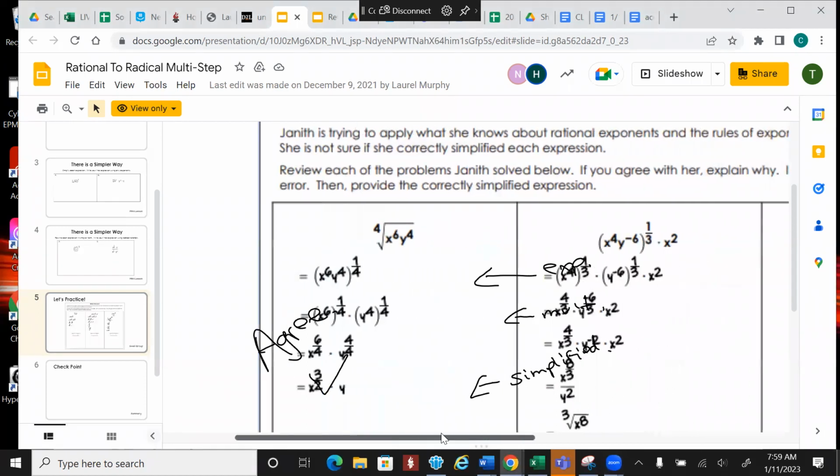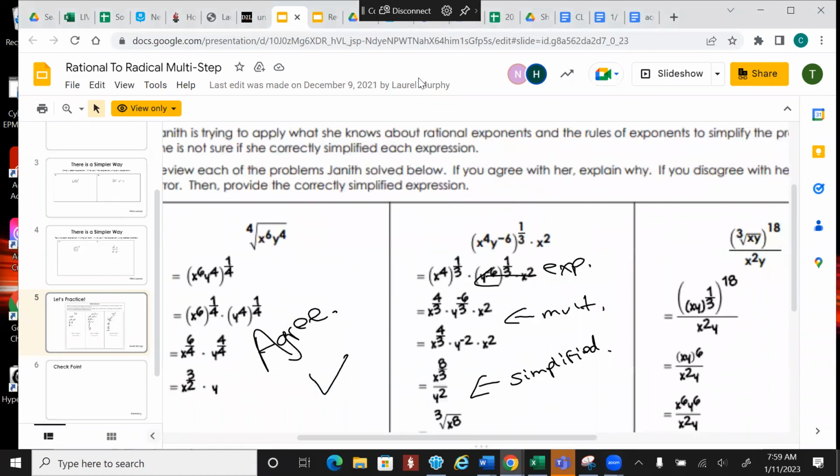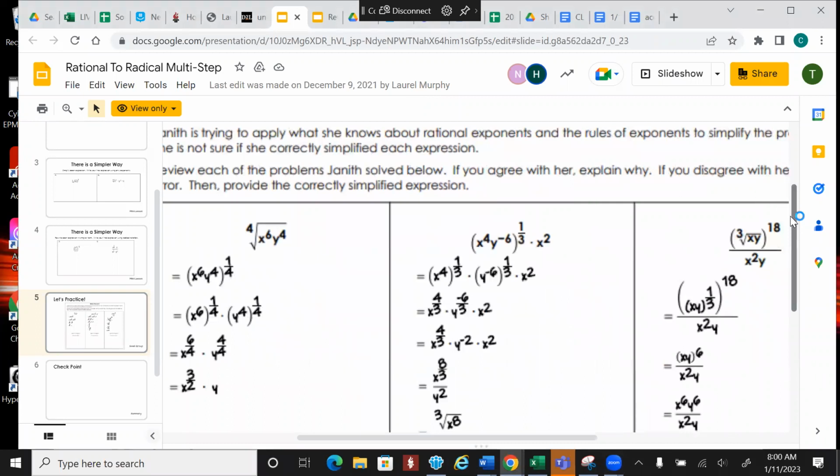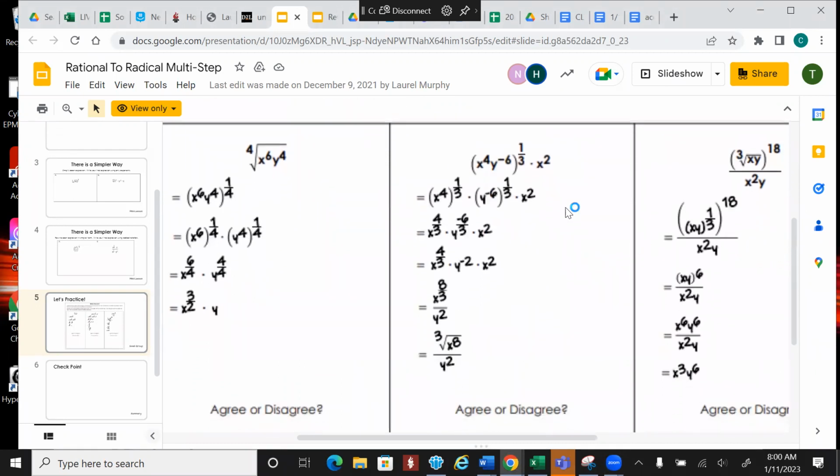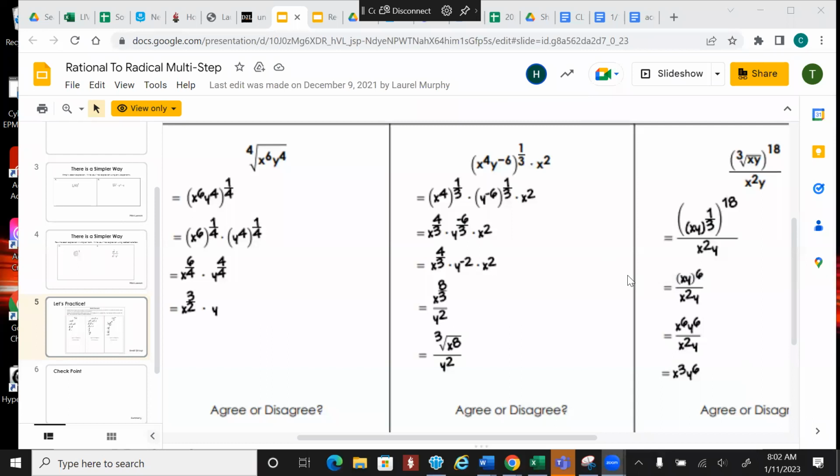Okay, looking at the next one, the one that's in the middle. Do you agree or disagree? Take a second, look it over, see if you can find an error. Okay, looking at this next one, where did they mess up?